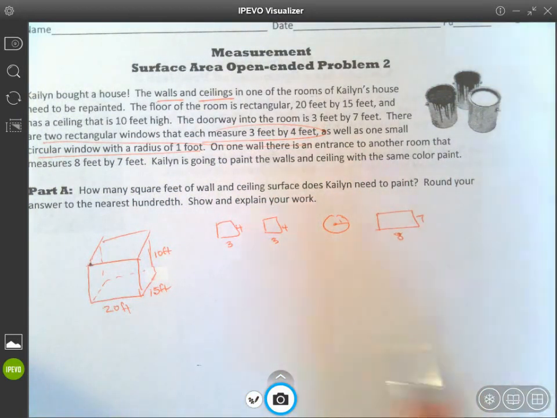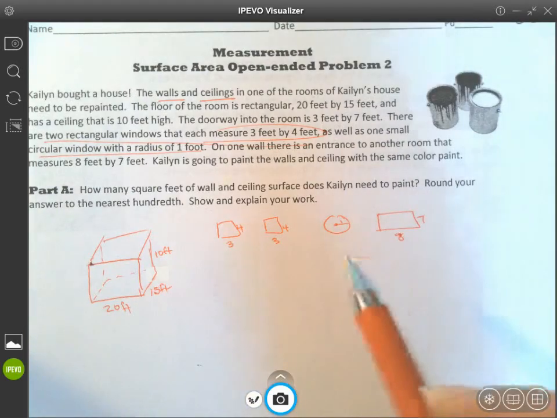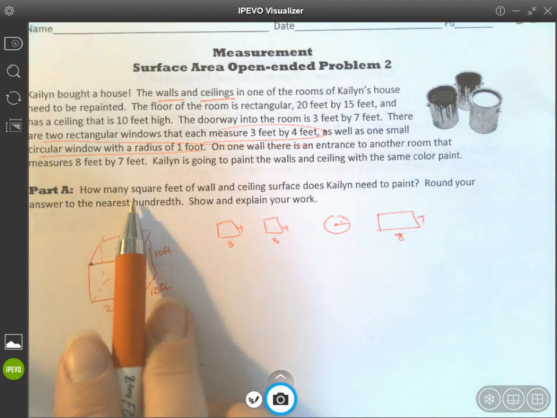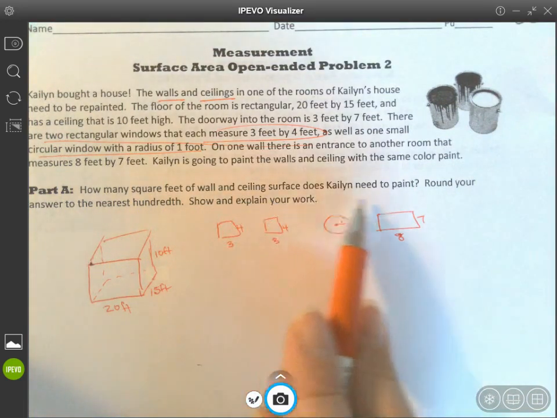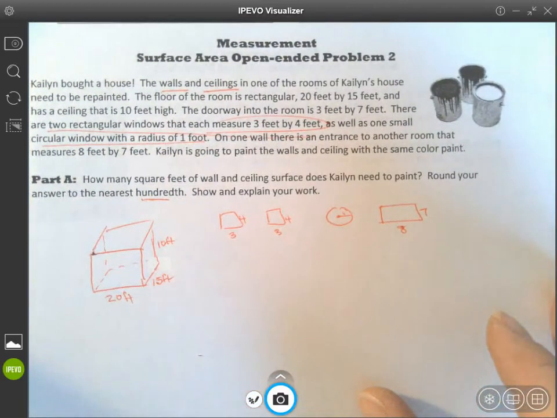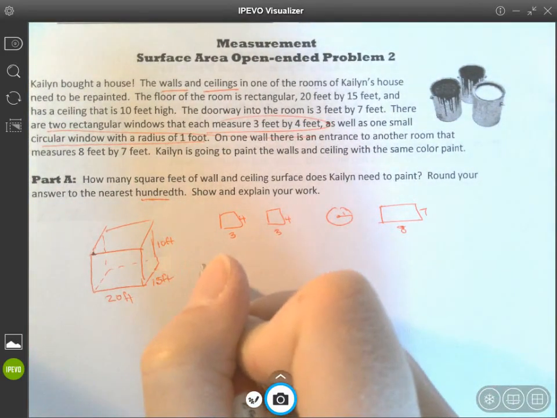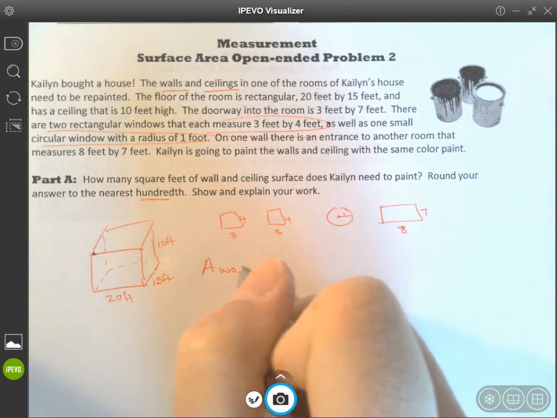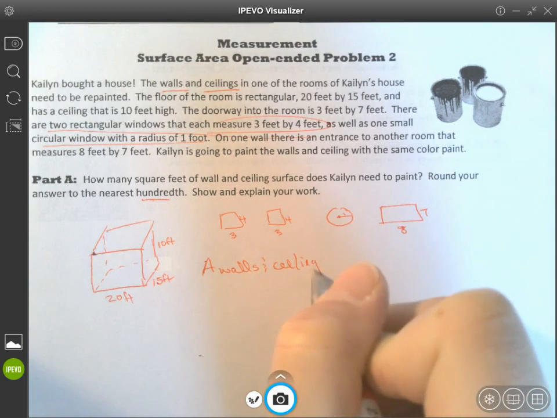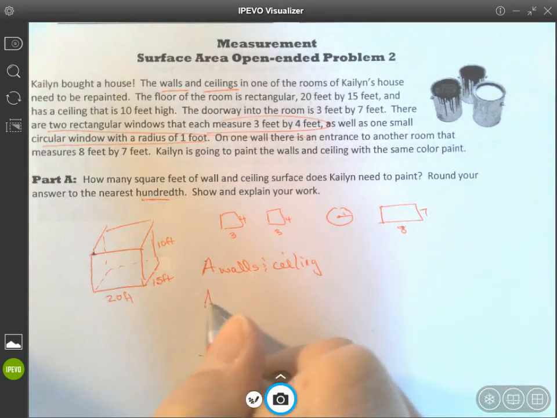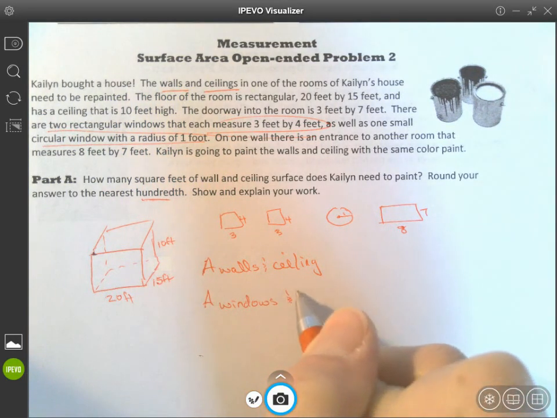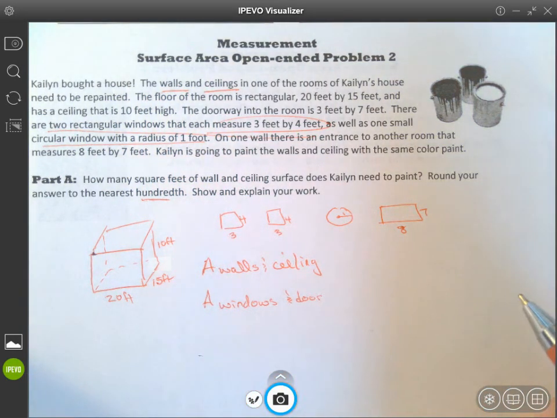Okay, so why do we have all this information? How many square feet of the wall and ceiling does she need to paint? Round to the nearest hundredth. Show and explain your work. So I don't need a huge explanation, but you could say something like area of walls and ceiling. And then what are you taking away? You would find area of windows and door. So you can even do it like that.